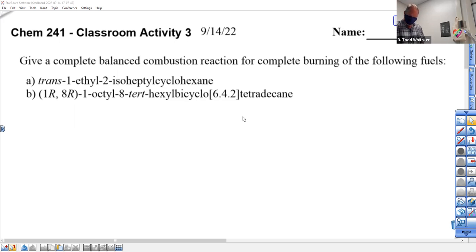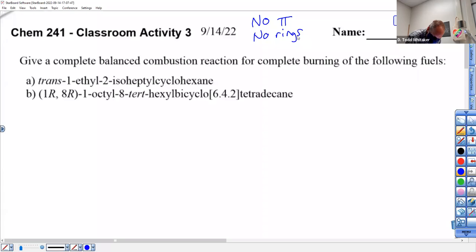And just remember, there's only one formula you're going to memorize. That's for when there's no pi bonds and no rings. When that's true, what's the formula? CnH2n+2.